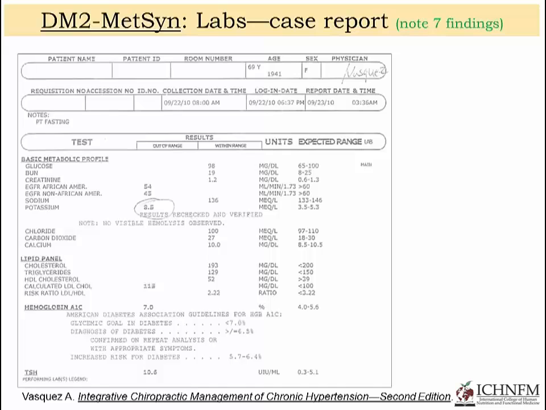So let's start at the top and work our way down. Glucose is 98. Now, from a medical standpoint, that's normal. But from an optimal health and functional medicine perspective, that is certainly not optimal.